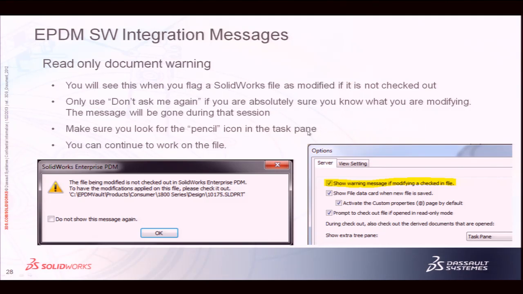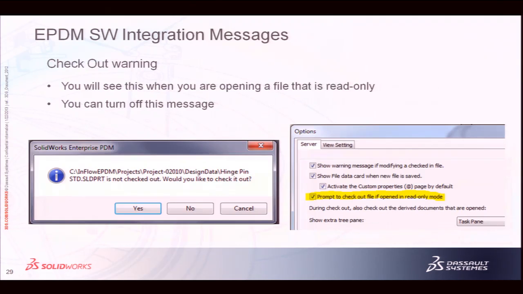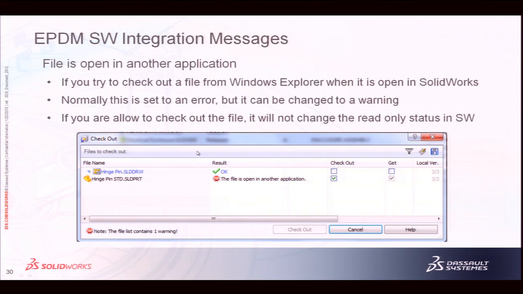So a couple more things I want to go through before we finish, just some different messages. We've already covered this one, but essentially if you're going to modify a file, it's going to tell you if it's read-only. A couple other ones, the checkout warning, we kind of went through that already as well. One of the things we see sometimes is someone will try to check out a file from Explorer that's already open in SolidWorks. It will give you this kind of message. To me, that's kind of obvious, but some people just don't catch it.